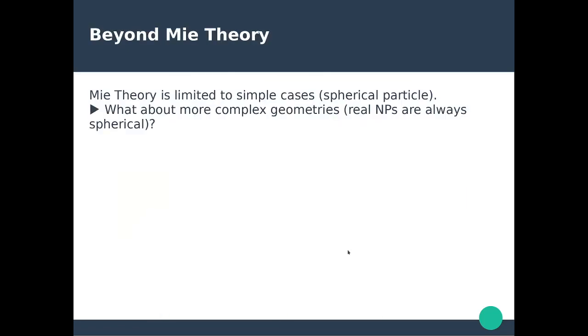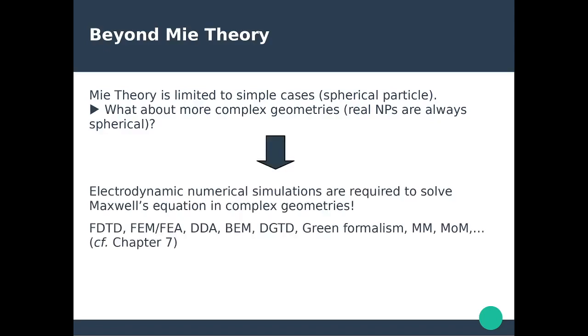So what's beyond Mie theory? We know that Mie theory is only limited to very simple cases. So we can wonder, what about other geometries? Can we calculate the plasmon resonances, optical spectra, near field distributions for more complex geometries? The answer is yes. And we need electrodynamic numerical simulations to do so in order to solve Maxwell's equations for more complex geometries.